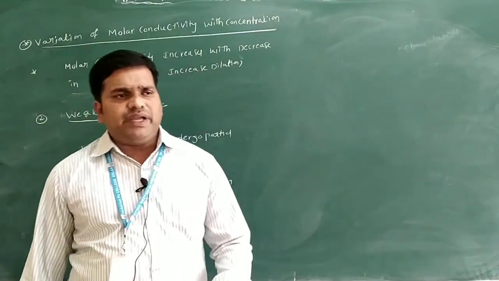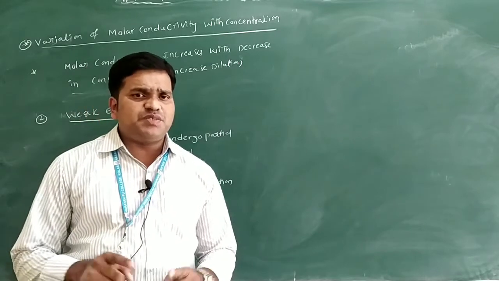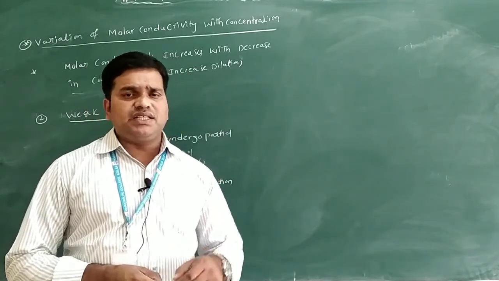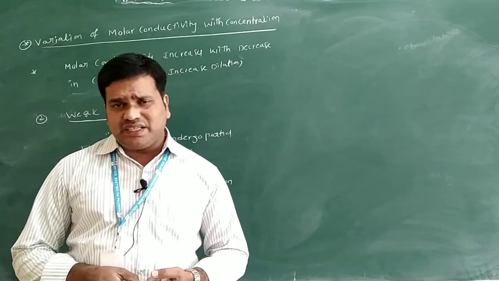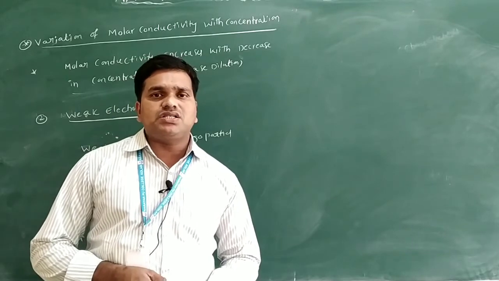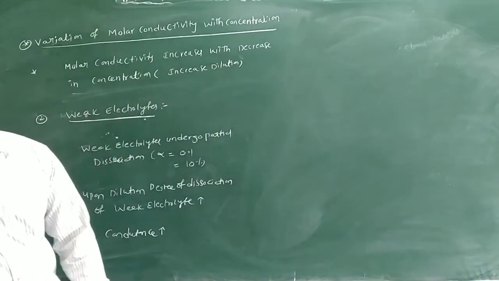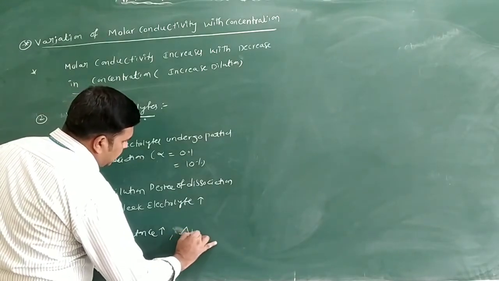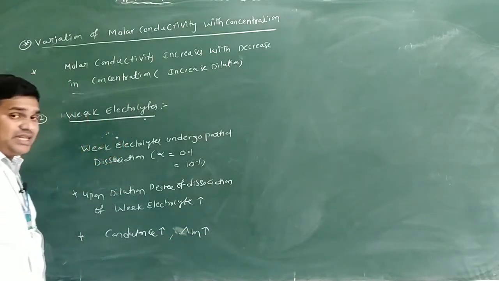When the mobility of the ions increases, or you can say the distance between the two ions increases, the ease of movement of ions increases, thereby conductance increases. So conductance increases, and molar conductance is also increasing.